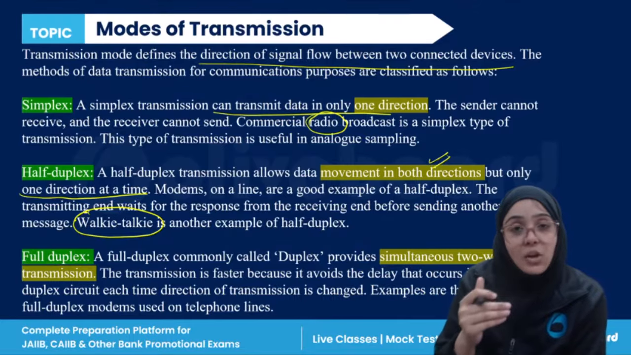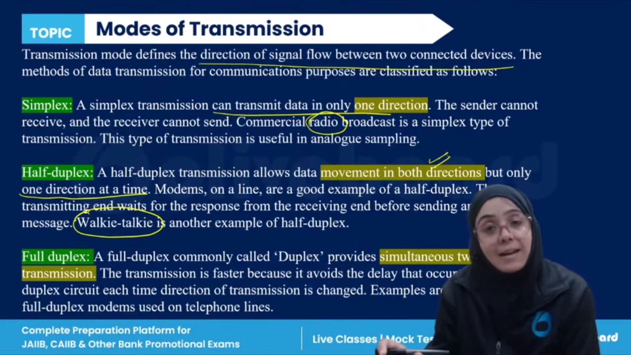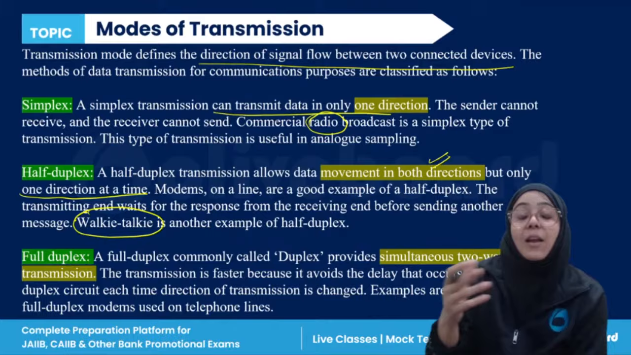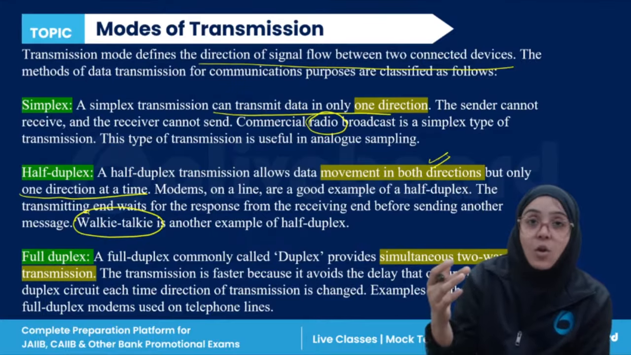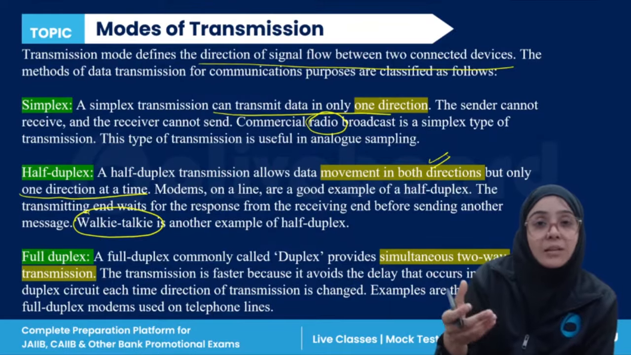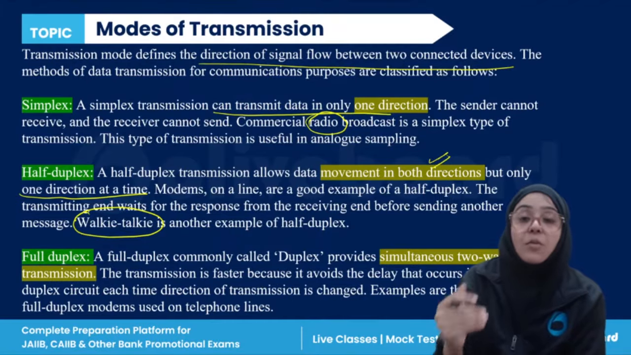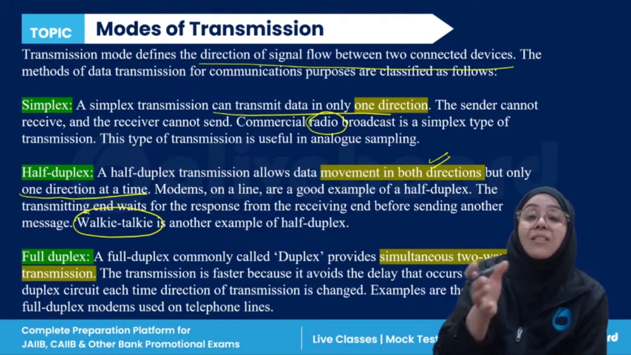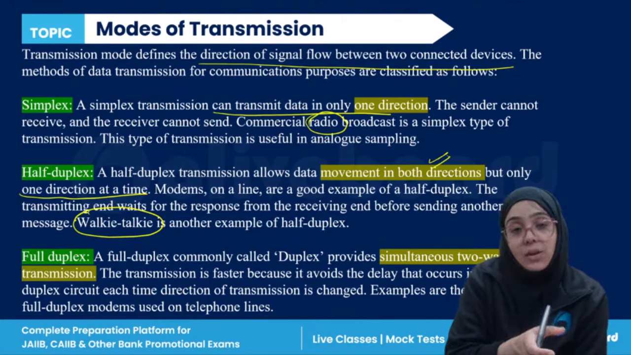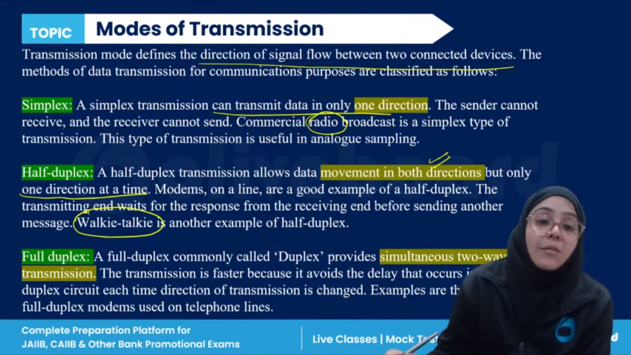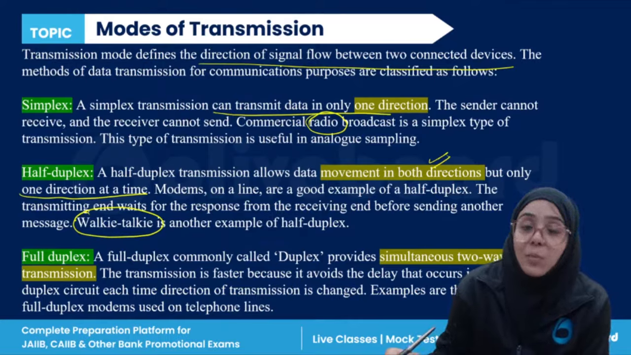So the transmission is allowed in both directions. It is not like a regular telephone line. You cannot receive and speak together. You just have to wait. First you receive the data, and if you want to revert it back, you have to establish another connection, then you revert it back. This is known as half duplex.